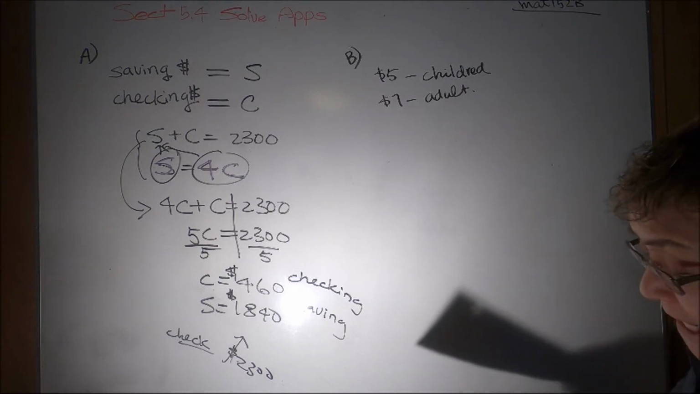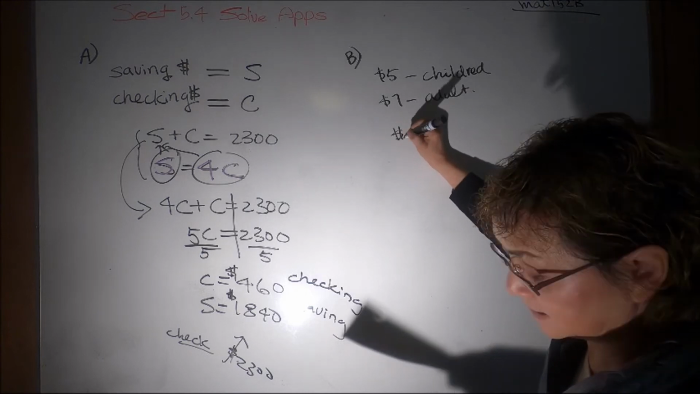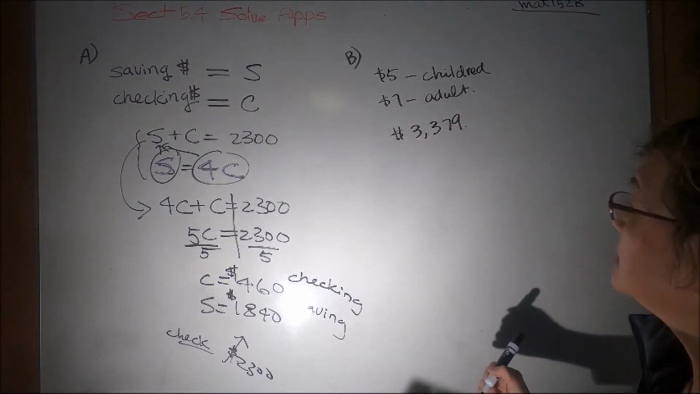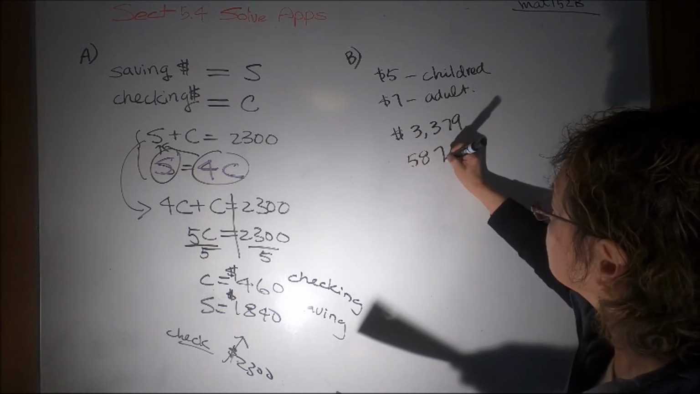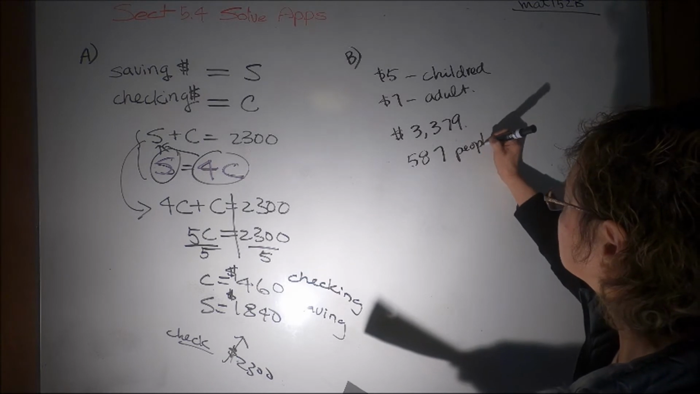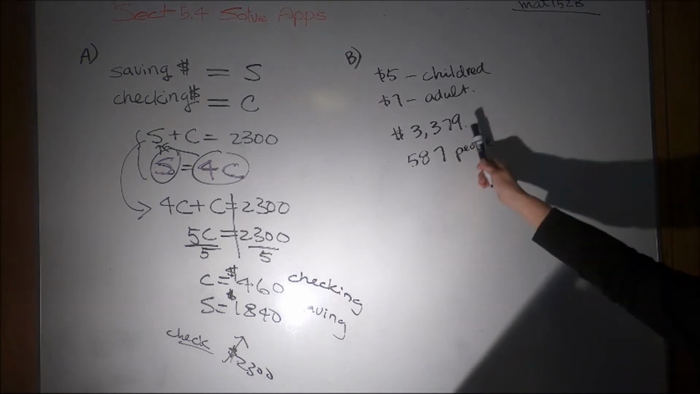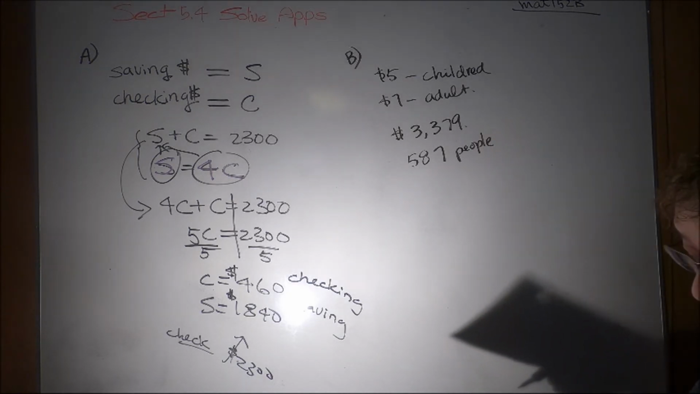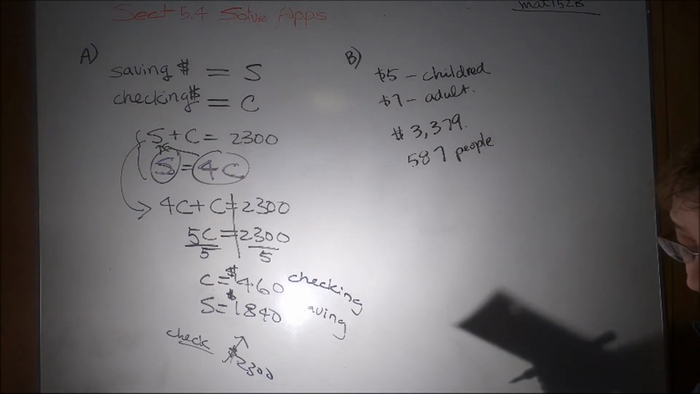After a day, the total you collect is $33.79, right? Then you sold so many tickets, 187 tickets, which includes both adults and children. The question is, how many children and how many adults attend the fair?